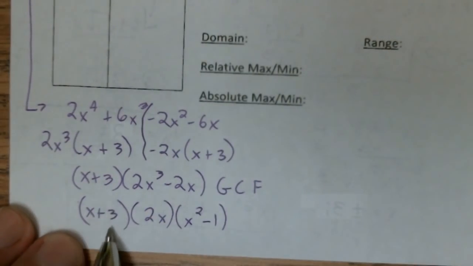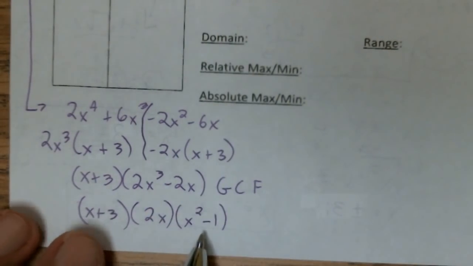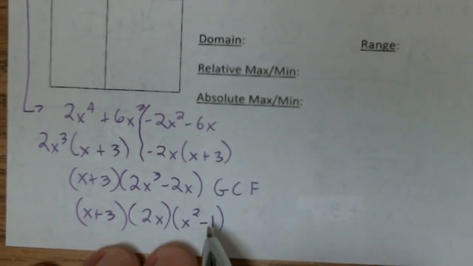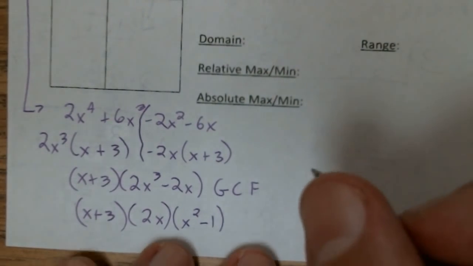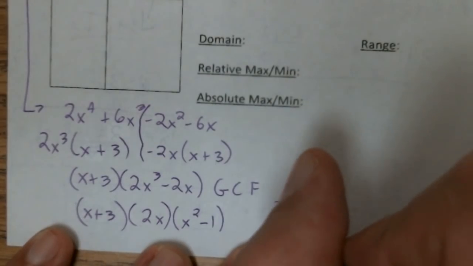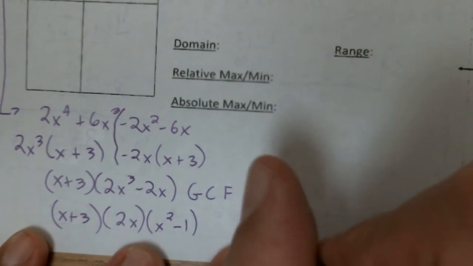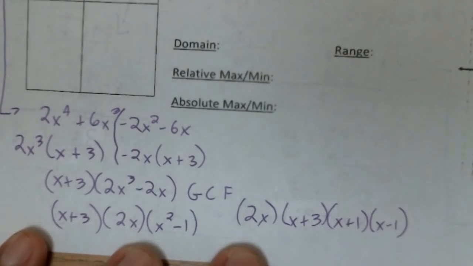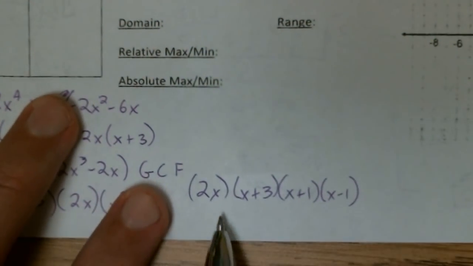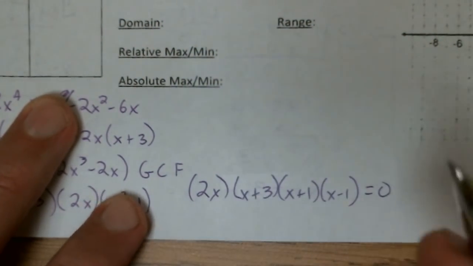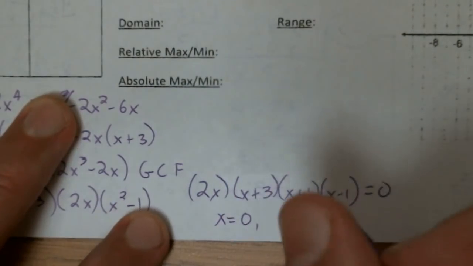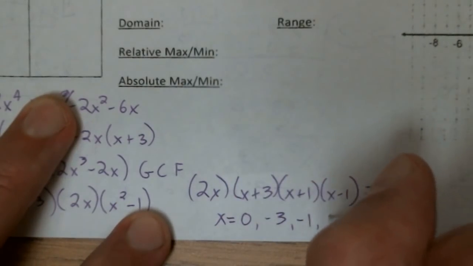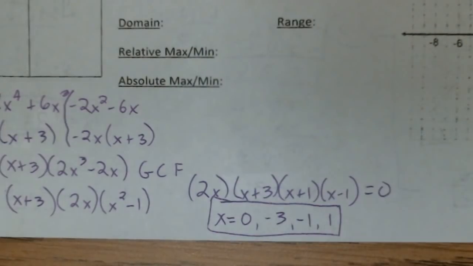Okay, so I have the x plus 3. I have the 2x GCF. I have the x squared minus 1. Okay, but what is x squared minus 1? That's the difference of squares. So we have 2x is our GCF. We have the x plus 3. And then we have x plus 1, x minus 1. Okay, there are our 4, circle this, there are our 4 zeros. If I set 2x equal to 0, I just get 0. Flip that sign, flip all these signs, and there are my 4 zeros.